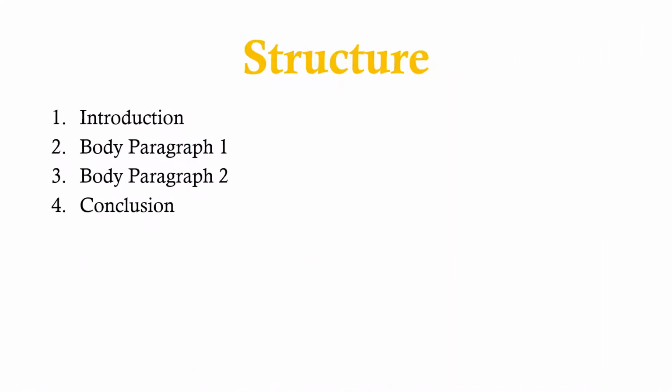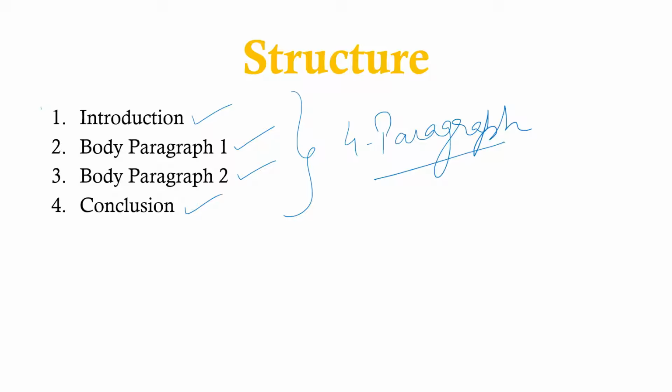now we're gonna see the structure that we're gonna use here. So we will use a 4 paragraph structure. First will be our introduction, second will be our body paragraph 1, third will be our body paragraph 2, and fourth will be our conclusion. So this is the 4 paragraph structure. Let me write here. That's our 4 paragraph structure that we will follow for our agree and disagree essay.